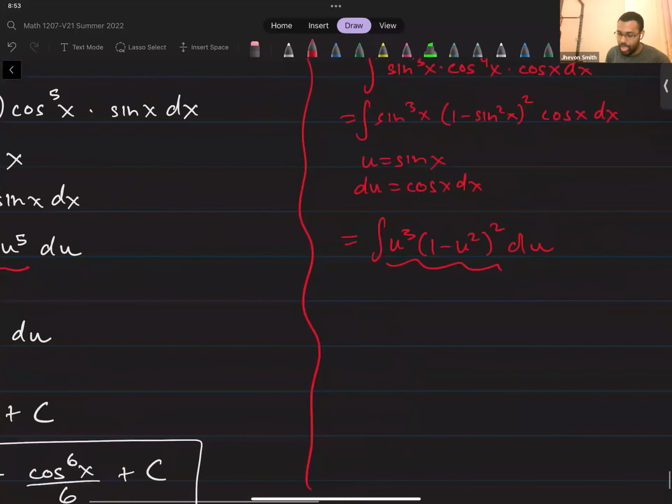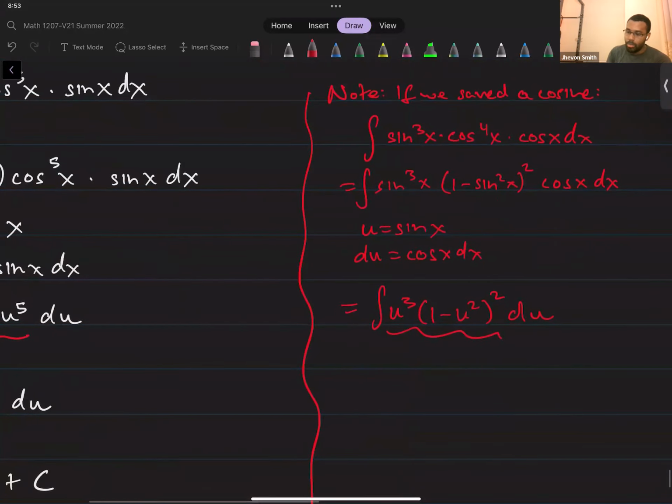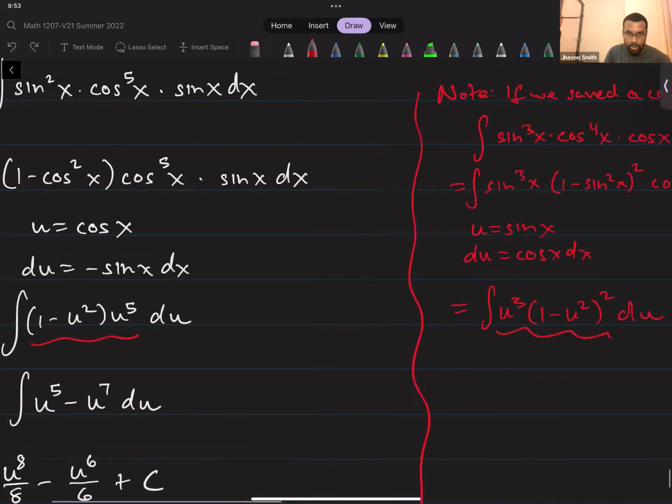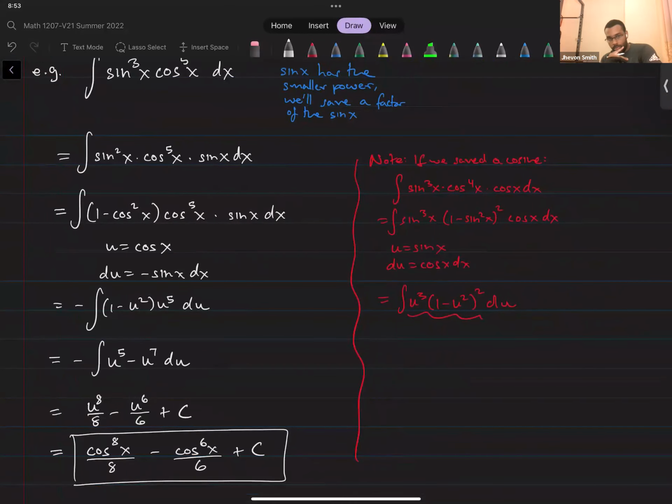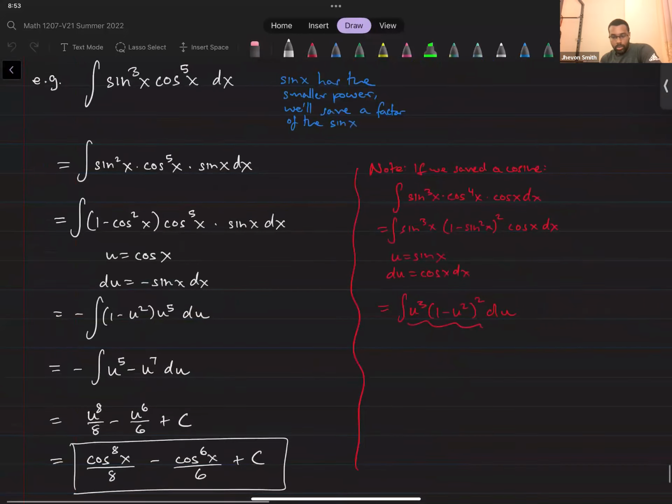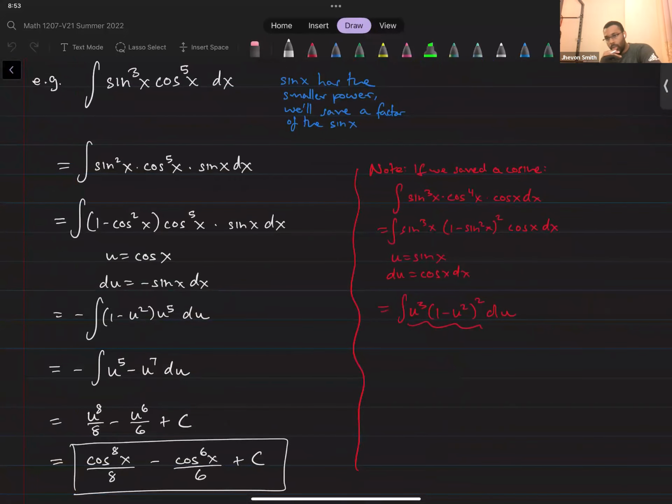Obviously, because here you're going to have to expand the quadratic, then expand the second set of parentheses. So if you save one of the bigger powers, you have to contend with a higher power remaining after the substitution. You'd have to expand a binomial with a higher power in the end, and that just makes it a lot harder. So saving a factor of the smaller power works.